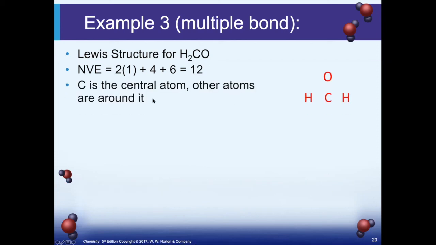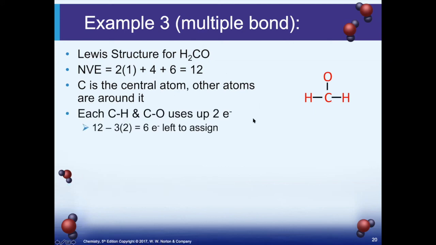Okay, so carbon goes in the middle and the other atoms just go around it. So I put the other atoms around the carbon. And so then I just assign or connect them with single bonds. That's the next thing I need to do. So I connected those atoms together with single bonds.